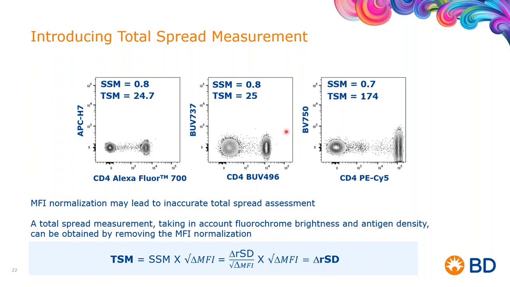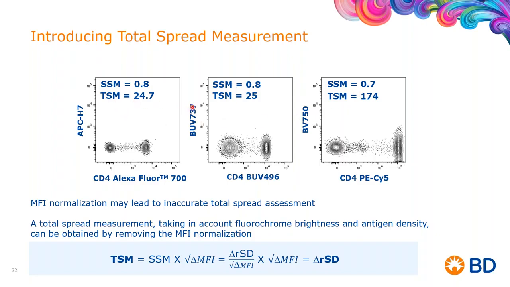Now you can see that in this case, where before the SSM was unable to indicate the difference in spread from this plot to this plot to this plot, the TSM now will give us that increased value in this plot because it's taking into account the brightness. SSM is not taking into account that PE-Cy5 is much, much brighter than BV496 or Alexa 700. So now if we look at the TSM value, it's a more accurate representation of spread.